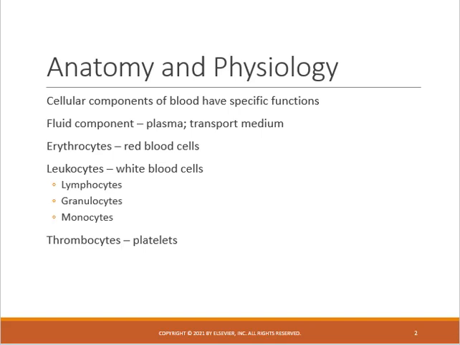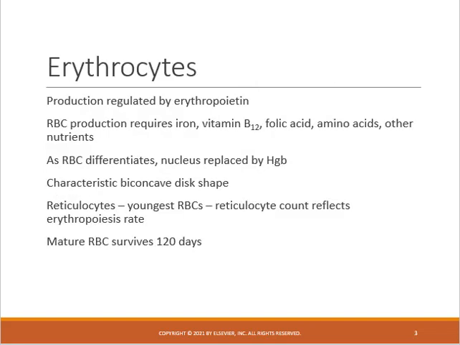So each of the cellular components of the blood has different functions. We know the fluid component is blood plasma, and it helps move different cells through. But there are 5 cells that make up the blood lines in the blood, and they all have different functions. The erythrocytes are the red blood cells. The leukocytes are the white blood cells, and those consist of the lymphocytes, the granulocytes, and the monocytes. And then the 5th line are the thrombocytes, which are the platelets.